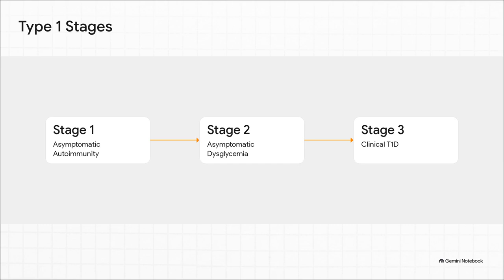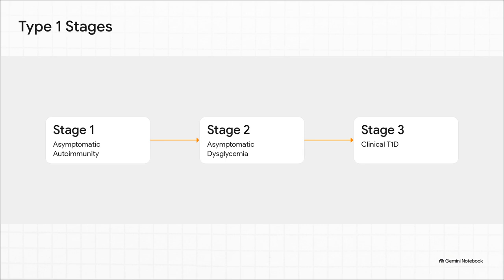Notice exactly how this escalates. I really want you to memorize this progression. Step 1 is stage 1 asymptomatic autoimmunity. Here, the patient has 2 or more islet autoantibodies, but their blood sugar, completely normal. Moving to step 2, stage 2 asymptomatic dysglycemia. The autoantibodies are still there, but now we're seeing glucose intolerance, so abnormal blood sugar. At this specific point, the 5-year risk of developing clinical symptoms jumps to roughly 75%.